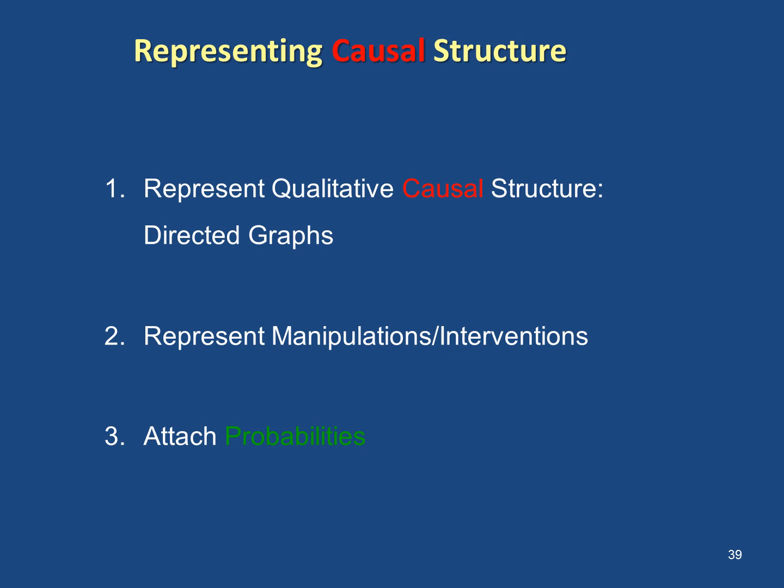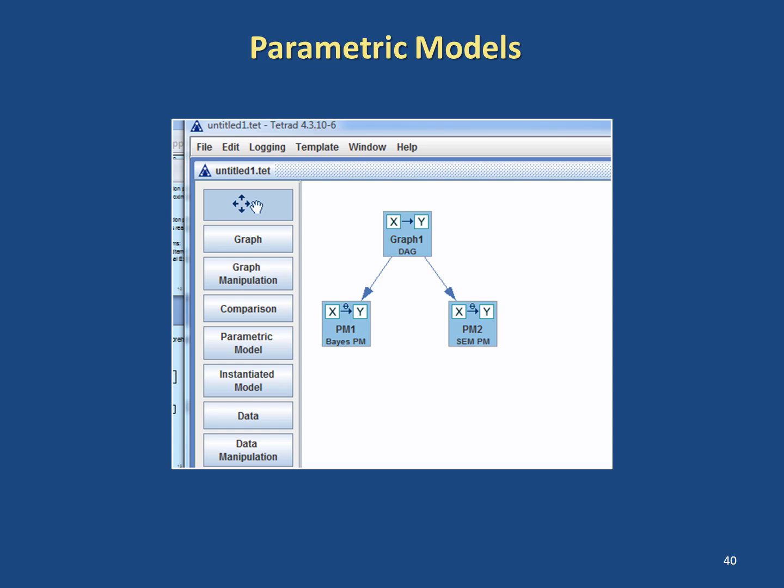All right, so representing the causal structure, we've done the qualitative causal structure, we've represented manipulations and interventions, and now we're going to attach probabilities. So in the program, we represent the qualitative part of the causal structure with this graph box, and then we can parameterize these boxes in many ways, and I've shown 2 of them here. We can parameterize them as a discrete valued Bayes net, and we can parameterize them as a structural equation model where the variables are continuous and they're functions of their immediate causes plus error. And we'll go into each one at a time.